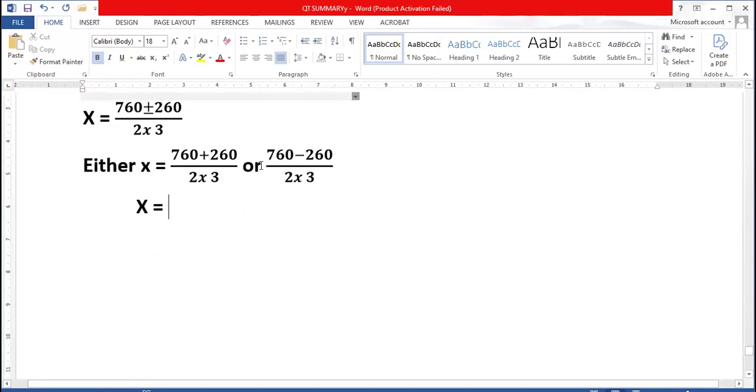Okay. So what do you get as your x here? The first x is what? You get this: open bracket, 760 plus 260, close bracket, divided by 6. What do you get?